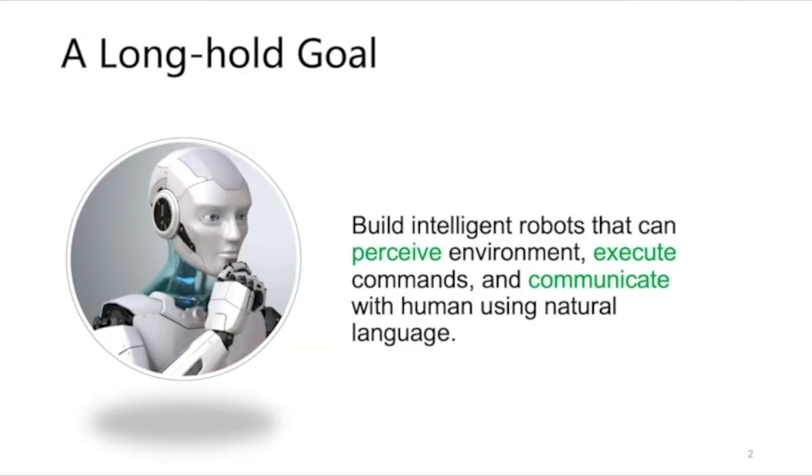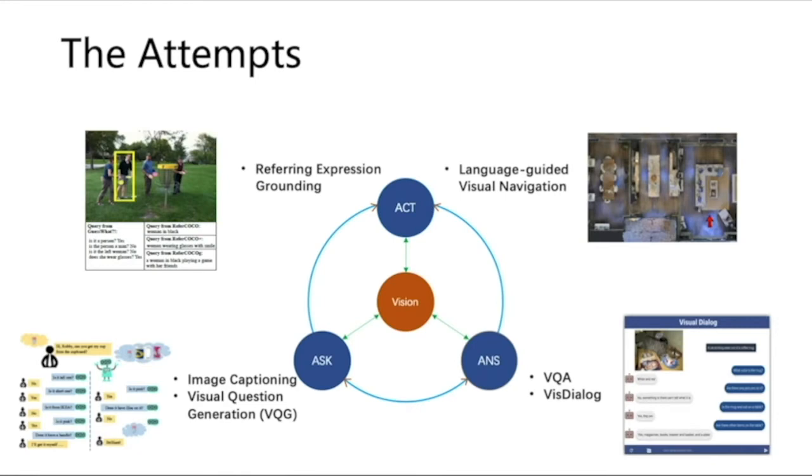We humans have a long-haul goal, which is to build intelligent robots that can perceive environment, execute commands, and communicate with humans using natural language. Toward this goal, researchers have devoted considerable efforts on related tasks, such as visual question answering, referral expression grounding, and language-guided navigation.